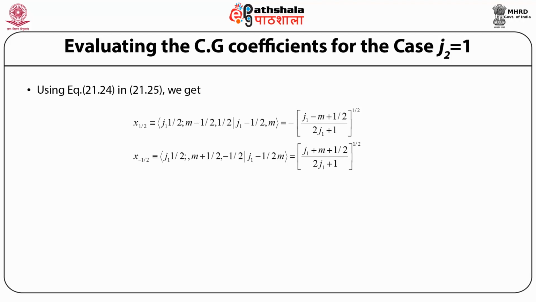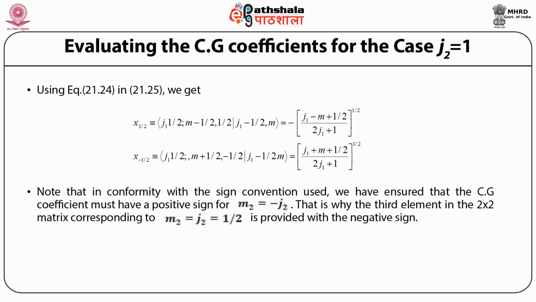the scalar product of the vector j1 half m minus half, half with j minus half and m, that is equal to minus of (j1 minus m plus half) by (2j1 plus 1) whole to the power half, and x_{-1/2} equals the scalar product of j1 half, m plus 1, m plus half and minus half with the vector j1 minus half m, which is equal to (j1 plus m plus half) by (2j1 plus 1) whole to the power half.